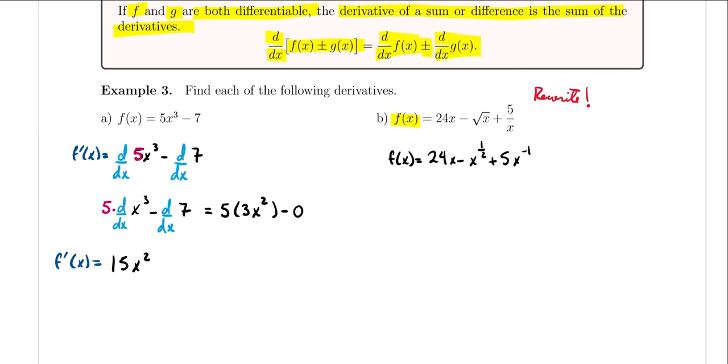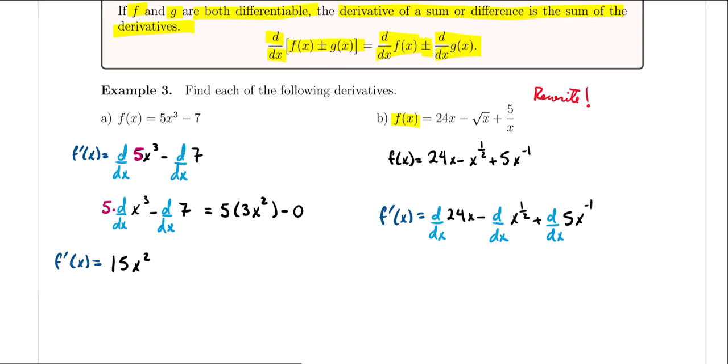So our derivative function f prime is going to be equal to the derivative of 24x minus the derivative of x to the 1/2 plus the derivative of 5 times x to the negative 1. So let's go ahead and take a look here. Now I do notice that I have a couple of constants. So the first term here, we have a 24x. So the derivative is going to be 24 times the derivative of x.